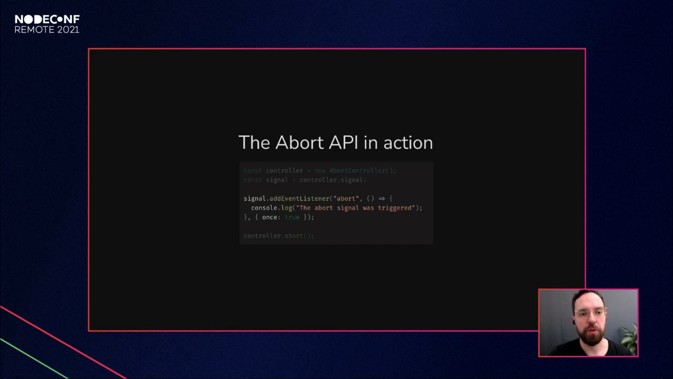And then once that abort event happens and is dispatched from the abort signal, we'll be able to log out this message. And we will only want this to happen once. And finally, we'll call the controller abort method, and that will make all of that happen. It will dispatch that event from the abort signal, change the aborted property to true. And then we'll be able to run that handler and log out the message.